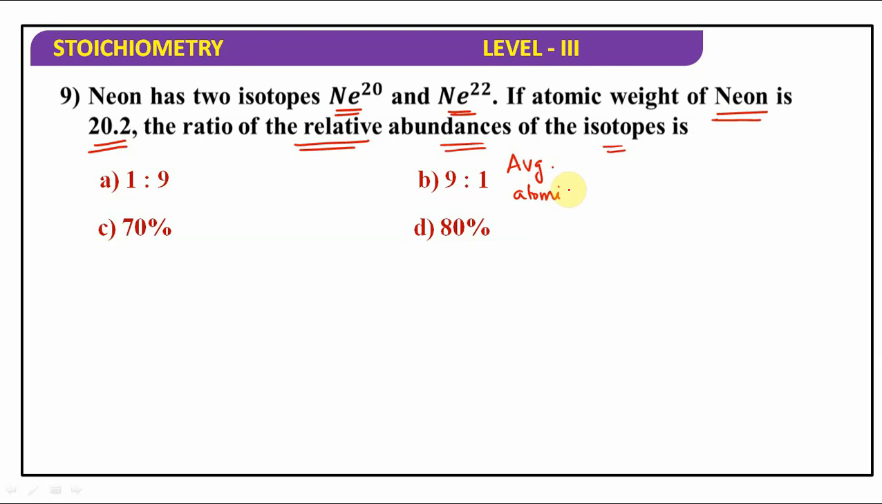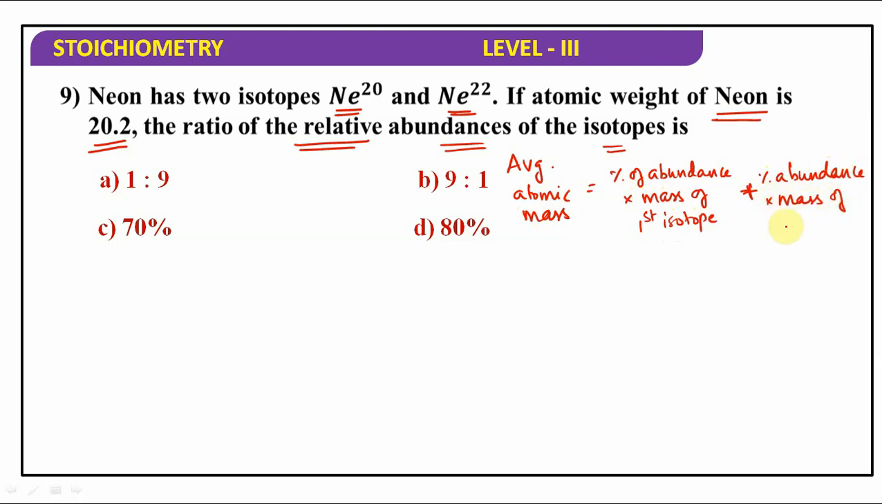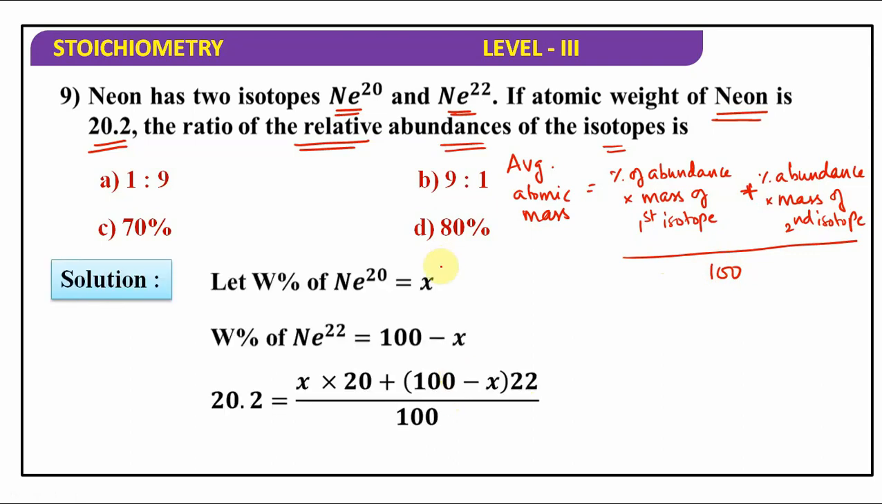Average atomic mass is equal to percentage of abundance into mass of the first isotope, plus percentage abundance into mass of the second isotope, and it goes on, whole divided by 100. Right children, whole divided by 100. So what they are asking you to find is the relative abundances of the isotopes.